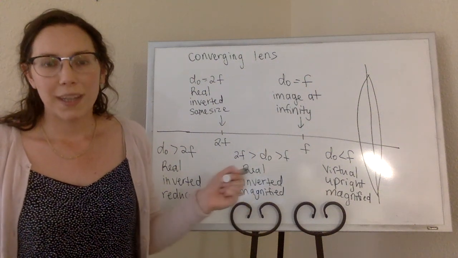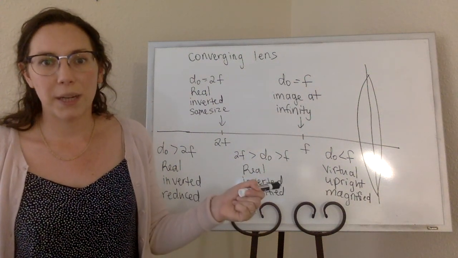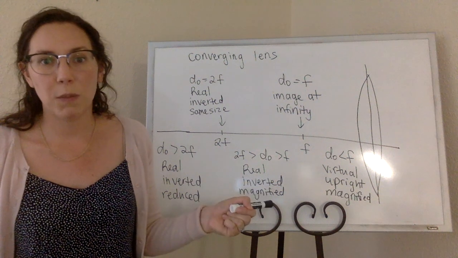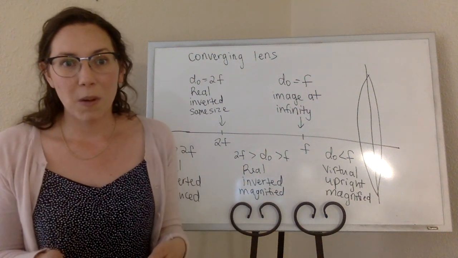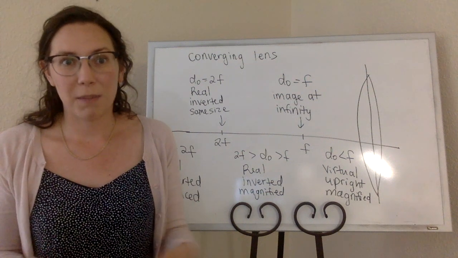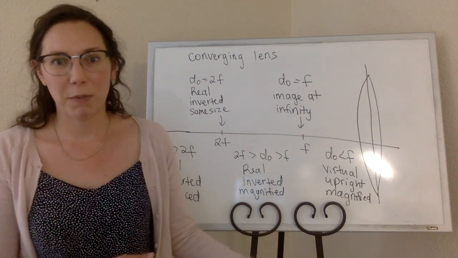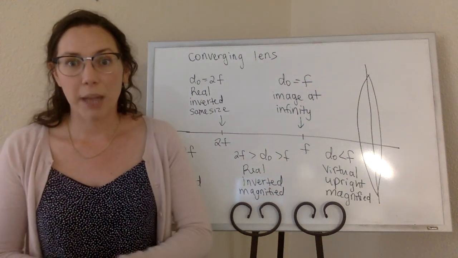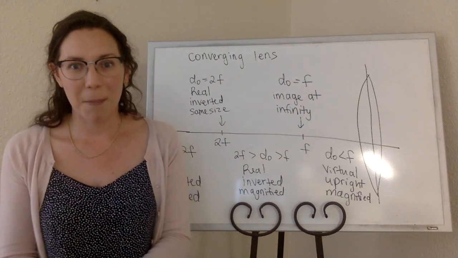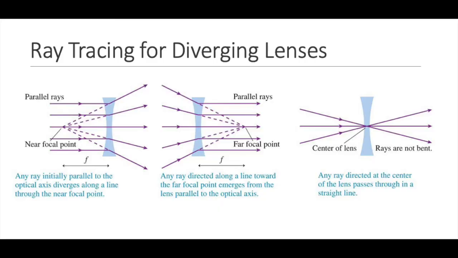And then between twice the focal length and the focal length, that's where if we place the object there, the image would be real, inverted, and magnified. And then at the focal point, again, that object forms an image at infinity, which I explained before. And then if we bring it within the focal point closer to the lens, we have an image that's virtual, upright, and magnified.